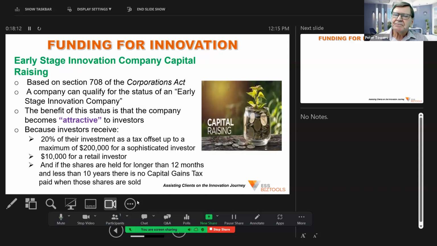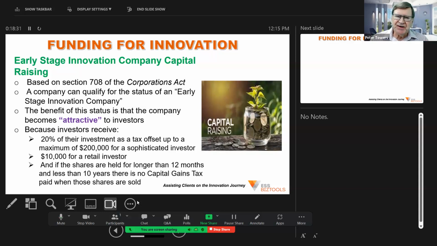And the company cannot have expenditure exceeding $1 million. That includes research and development, everything, $1 million. And both the income and the expenditure figures are in the previous 12 months.